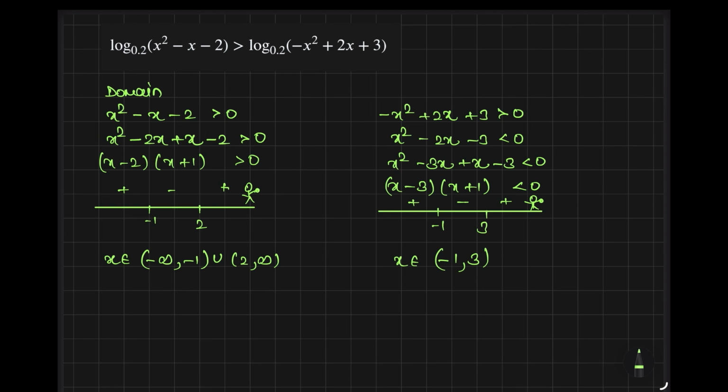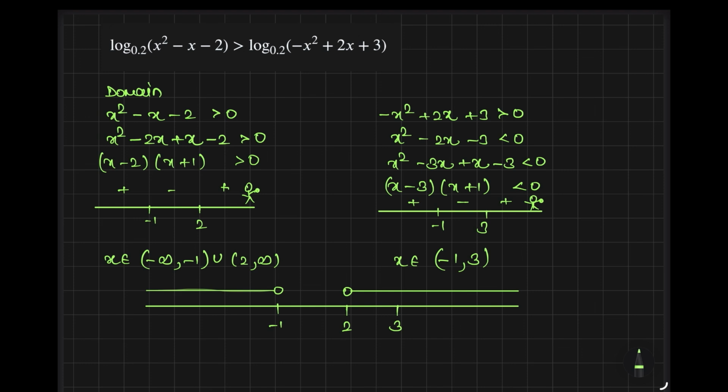Now for the domain, you have to take the intersection of both the things together. So we will plot them on the same number line. It is minus 1, it is 2, it is 3. So from 2 to infinity and from minus infinity to minus 1, this is your first region, and then we have minus 1 to 3. So this is your second region.